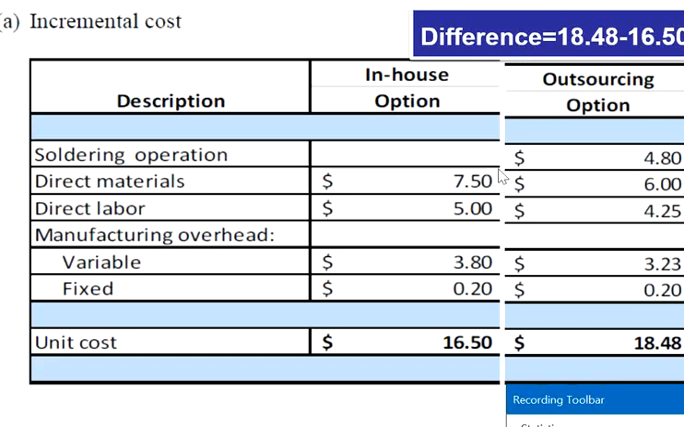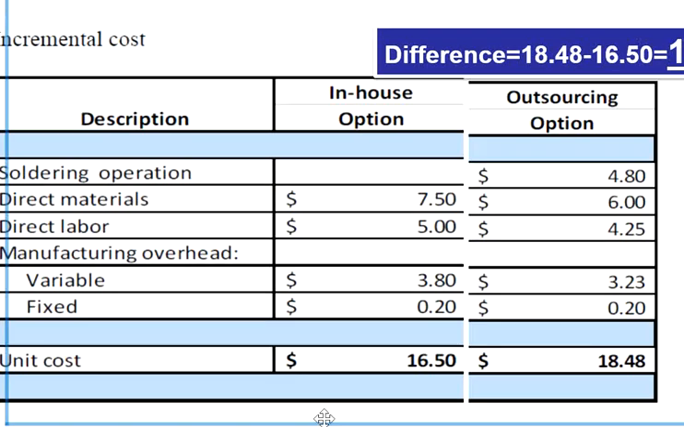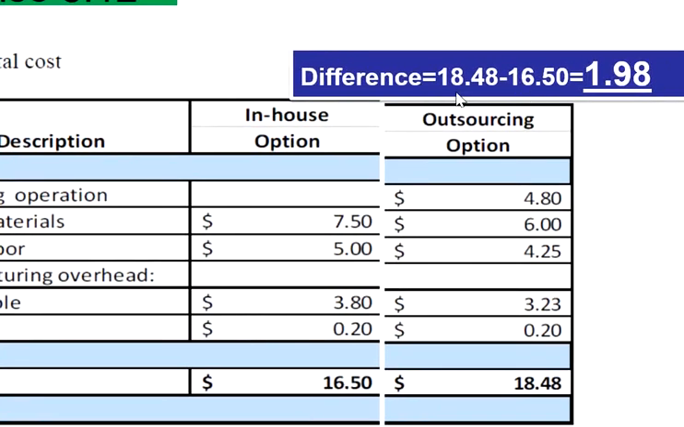Because the difference in pricing is 18.48 minus 16.50. So it costs us more. If we want to accept it, we may ask them to reduce this price. You have to ask them to reduce the price, because at 4.80 this soldering operation is going to cost you more than the existing one. So it is not wise to take their price of 4.80.